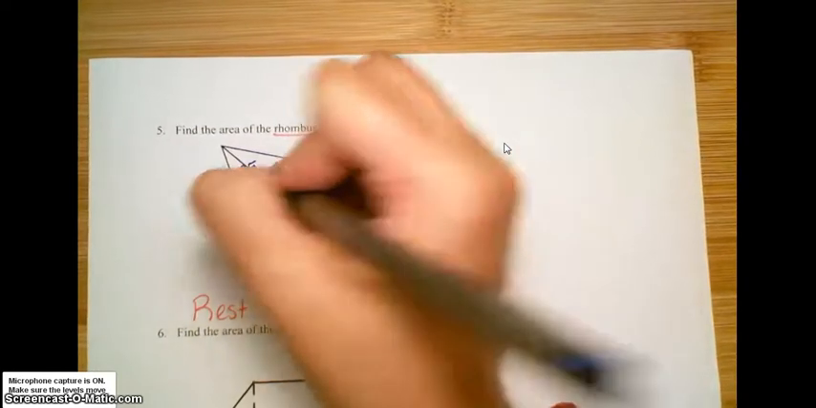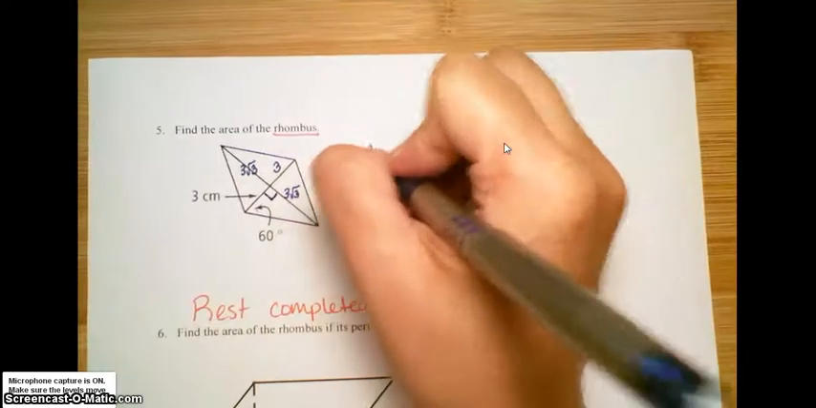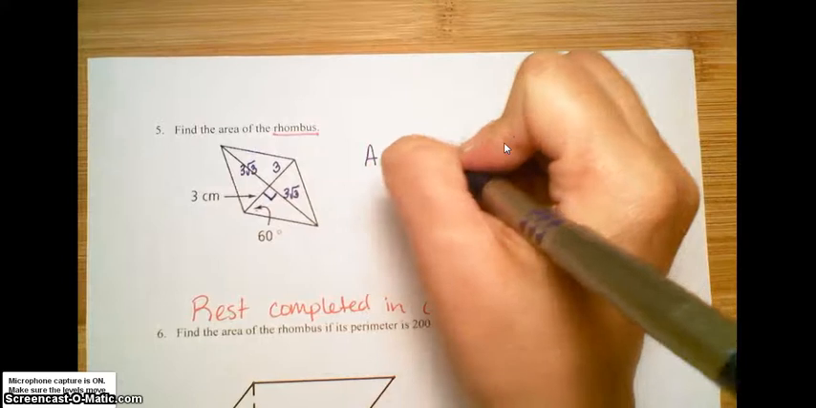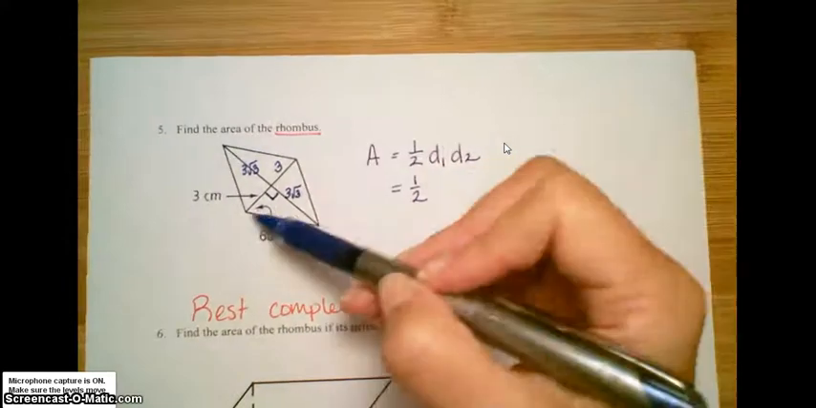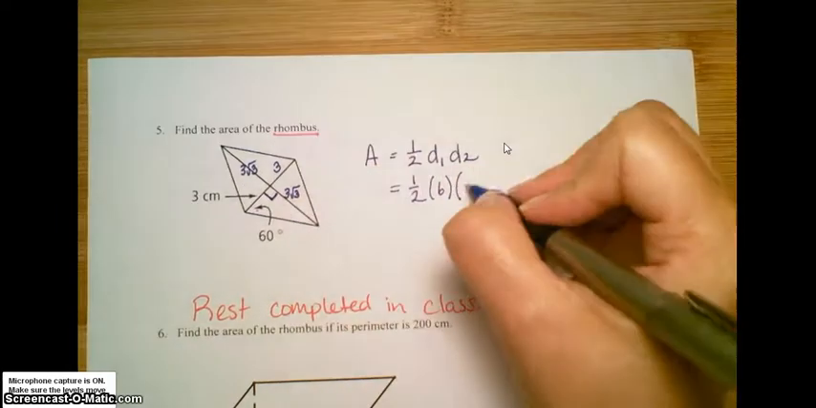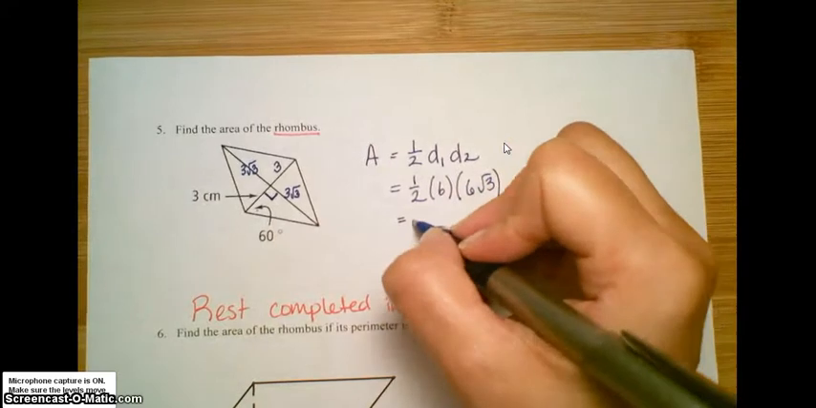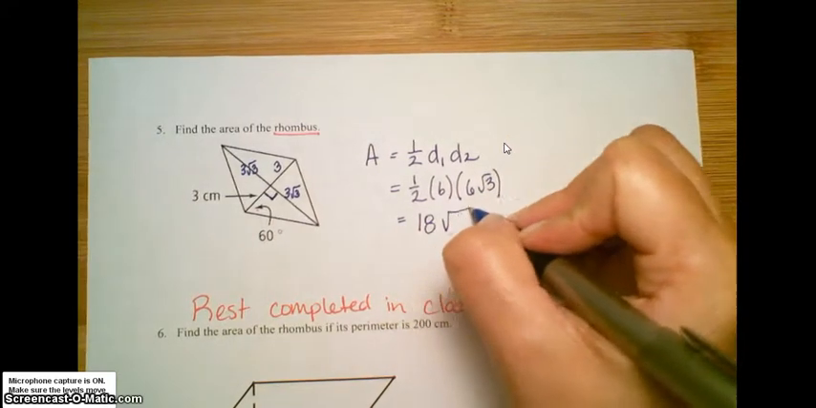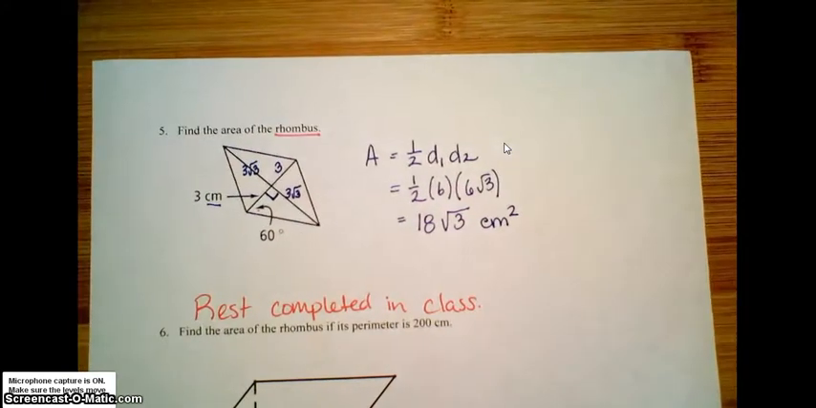This piece will also be 3 root 3 since the diagonals bisect each other, and I now know enough to find the area. So area equals half d1, d2. I fill in what I need. One of my diagonals is 6, and the other diagonal is 6 root 3. Go ahead at that point, multiply everything out. You should get 18 root 3. Our units are centimeters, so this is going to be centimeters squared.